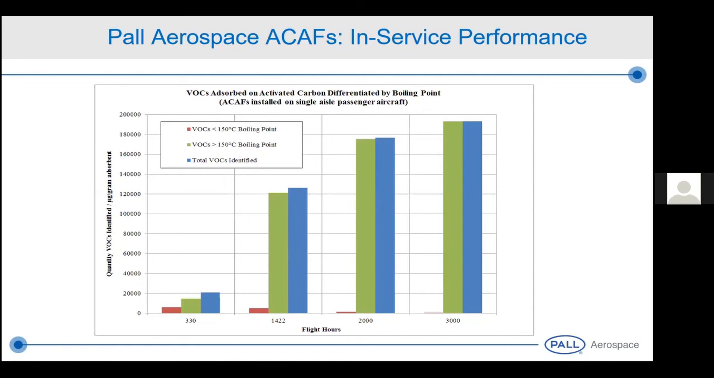However, if we look at the trend in the filters coming back after 1,000, 2,000, 3,000 flight hours, we see that the bulk of the VOCs absorbed by the carbon are actually represented by VOCs with a higher boiling point, so anything above 150 degrees C. And this is something that we would expect, a natural thing that happens with absorbents, that some VOCs are preferentially absorbed over others. But it was interesting for us to find this out and understand how the filter behaves throughout its life.